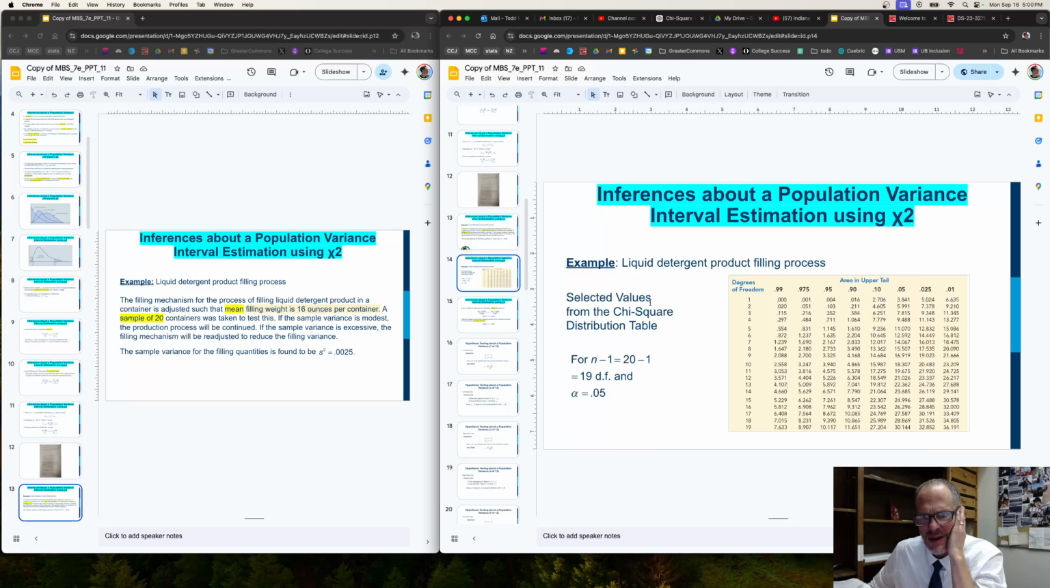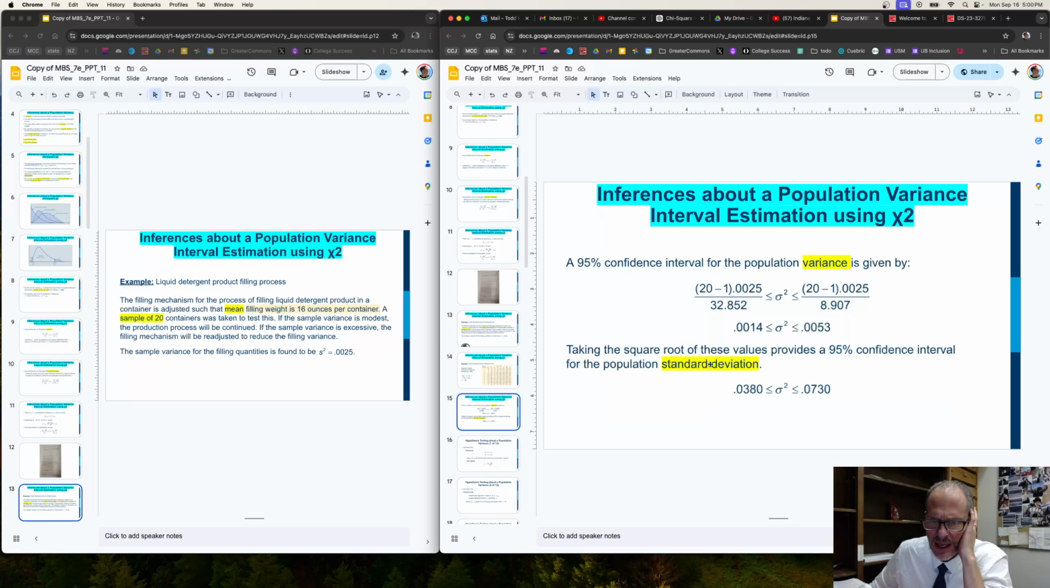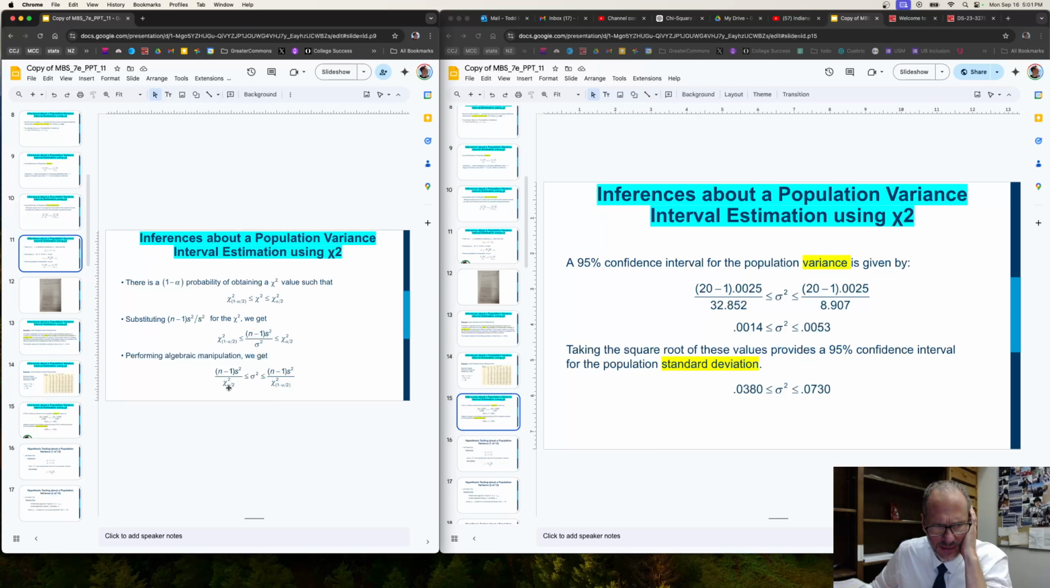Select the values from the chi-square distribution table for 19 degrees of freedom, and alpha is 0.05. At 19, we've got 8.907, and then we also have 32.852. That's exactly what we got here, 8.907 and 32.852, what we were already seeing. So you put 32.852 here and 8.907 here, because that corresponds to this formula here. That's alpha divided by 2, which will be our 0.025, so that's 2.5%. And this will be the 2.5% at the other end.